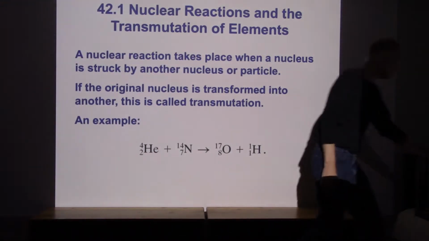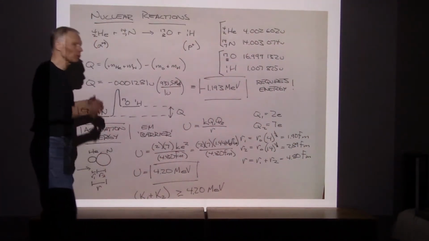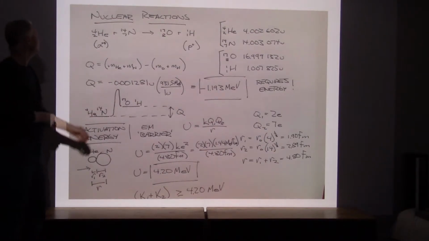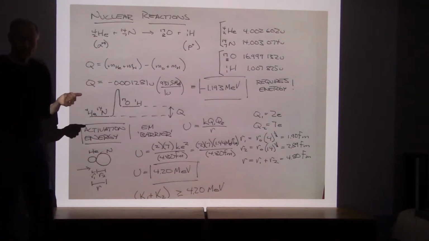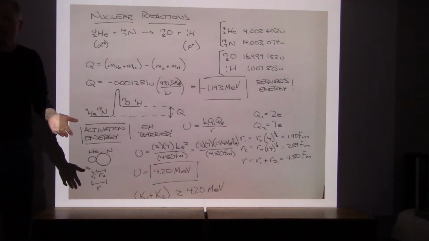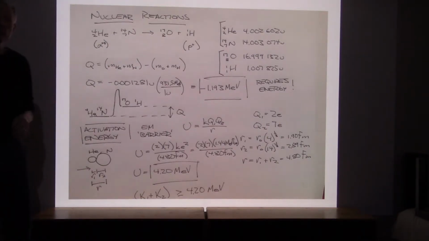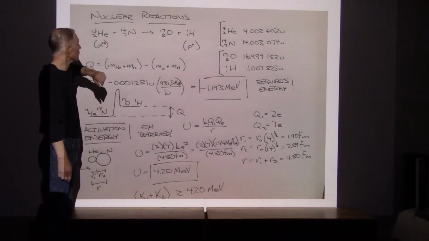Now, let's diagram this out just a bit differently. How would we actually build an apparatus to set off this kind of reaction? It's very likely that we could get a beam of helium nuclei. So it could be alpha particles. It could be that we're taking something radioactive and using that as a source of helium nuclei to set off these reactions with the nitrogen.